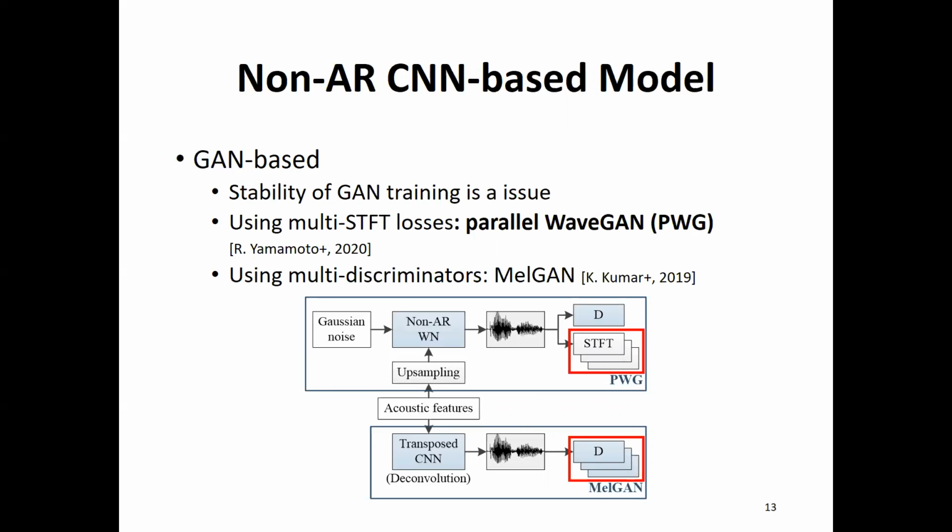Instead of multi-STFT losses, MelGAN adopts multi-discriminators operating on different temporal resolutions to make its generator capture the hierarchical information and make the GAN training stable. In conclusion, capturing hierarchical information of the speech signal is a key point for making GAN training stable.